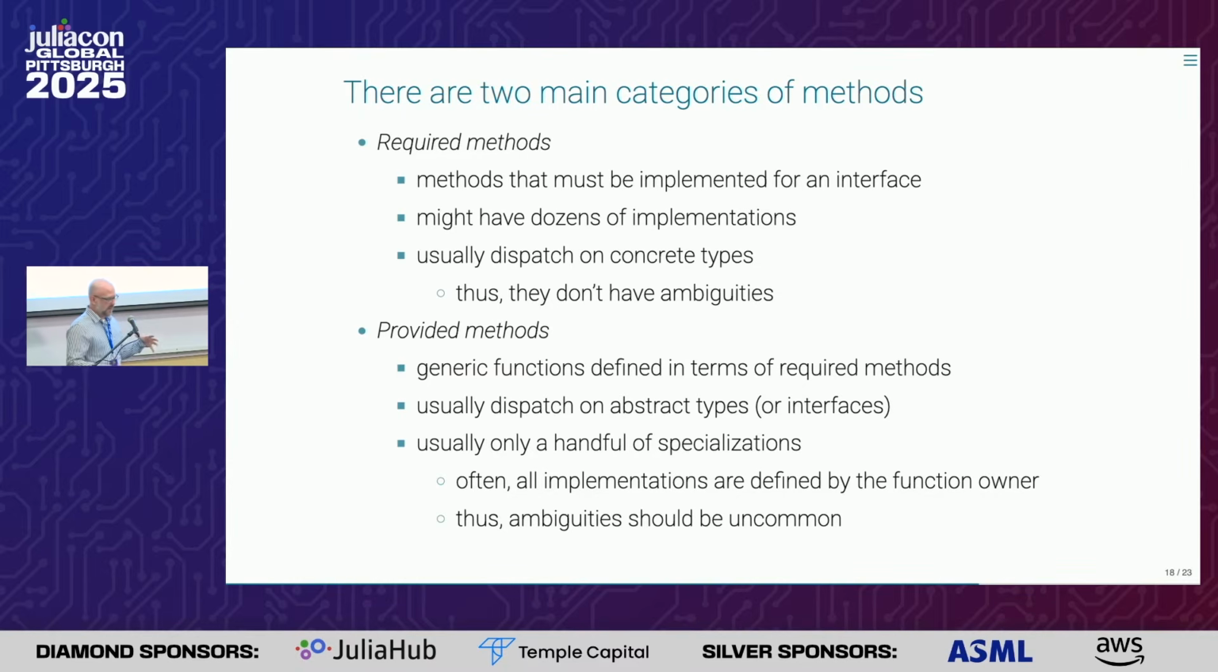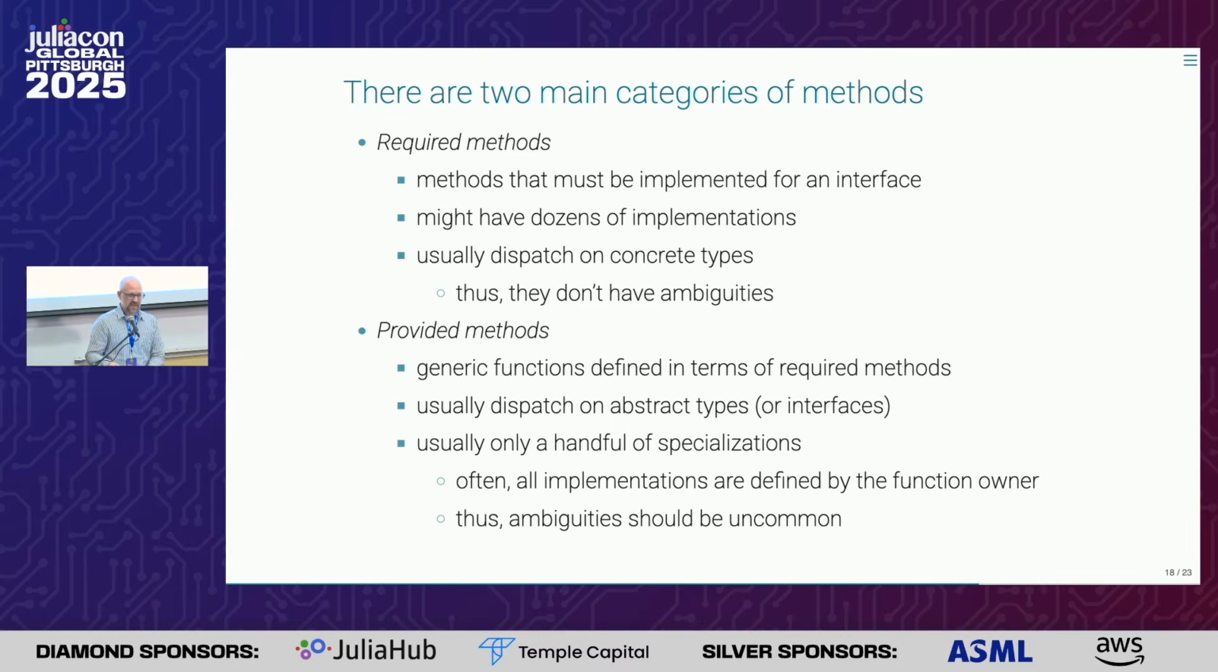So it's helpful to think about two main categories of methods. We've got required methods and provided methods. So the required methods are the methods that are required by an interface. So those methods must be implemented in order to implement the interface. And those methods will typically have dozens of implementations all across the ecosystem. And they usually dispatch on concrete types. So they don't have ambiguities because they're dispatching on concrete types.